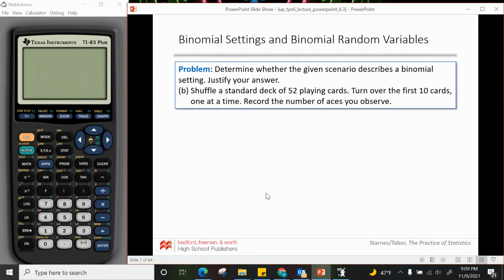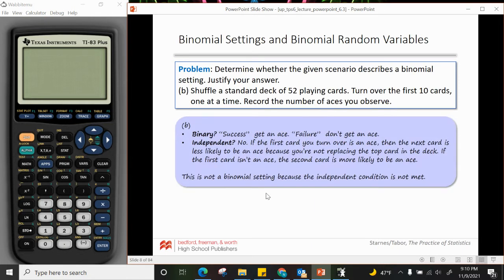B. Shuffle a standard deck of 52 playing cards. Turn over the first 10 cards one at a time. Record the number of aces you observe. So binary, yes, you can either get an ace or don't get an ace. Those are your two options, but they're not independent. Because, for example, if the first card you turn over is an ace, then the next card is less likely to be an ace because you're not replacing the top card in the deck. If the first card isn't an ace, the second card is more likely to be an ace. So basically, the probabilities change and the independence is no longer there. So this is not a binomial setting.